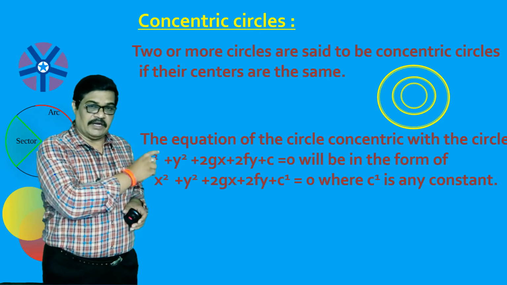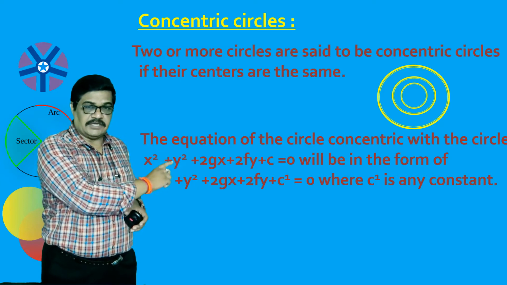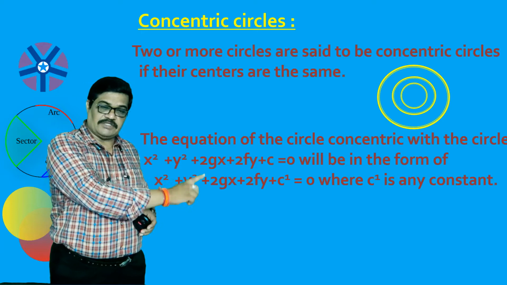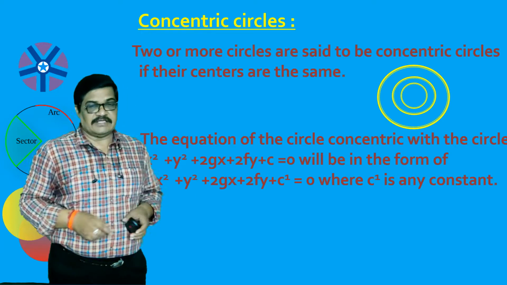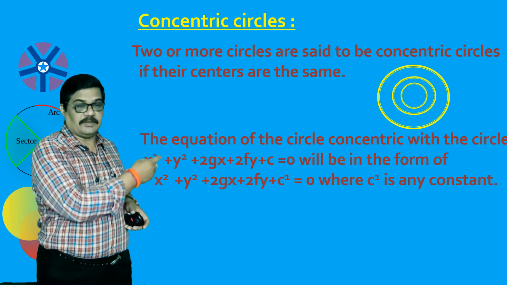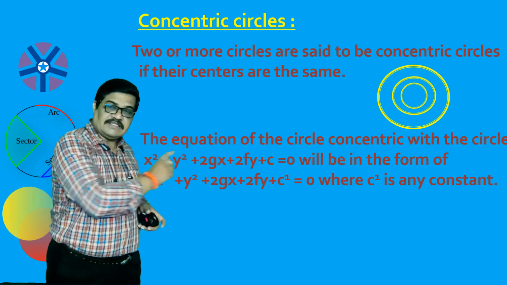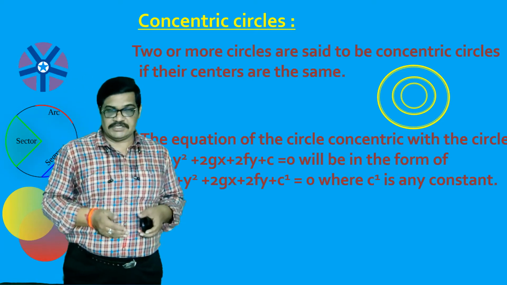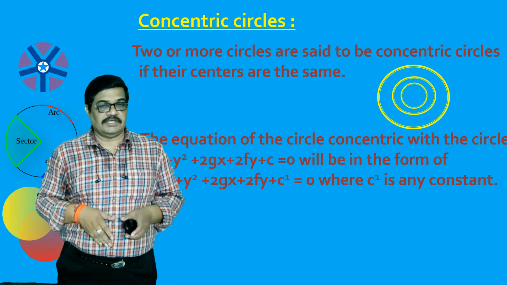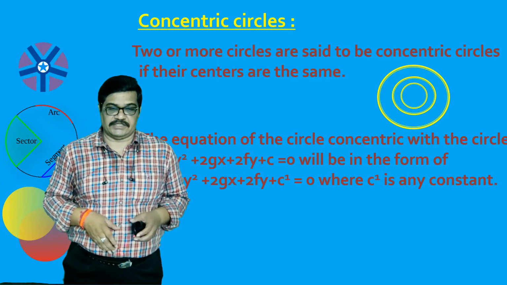So now we are writing a concentric circle of the given circle x square plus y square plus 2gx plus 2fy plus c is equal to 0. It is of the form x square plus y square plus 2gx plus 2fy plus c dash. Only the constant differs. The remaining part is same, since these two circles are concentric circles.